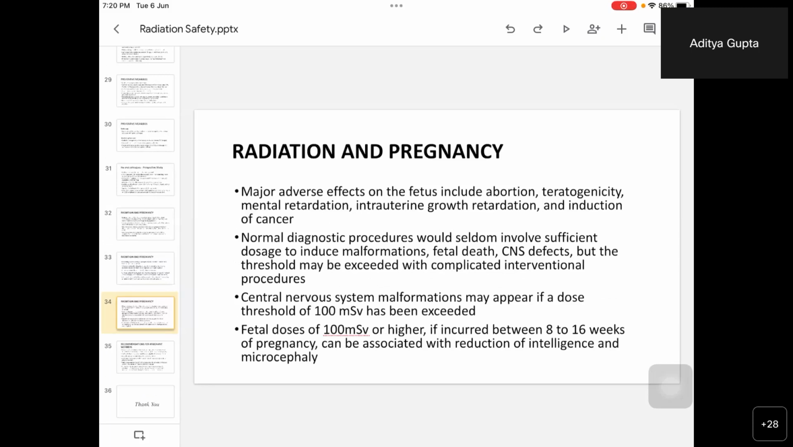Major adverse effects to the fetus include abortion, teratogenicity, mental retardation, IUGR, and induction of cancer. But they are very rare with these lower levels of radiation doses. Normal diagnostic procedures would seldom involve sufficient doses to induce malformations, fetal death, or CNS defects, but the threshold may be exceeded with complicated interventional procedures. Central nervous system malformations may appear if the threshold of 100 millisievert is exceeded. A fetal dose of 100 millisievert or higher, if incurred between 8 to 16 weeks of pregnancy, can be associated with reduction of intelligence and microencephaly.